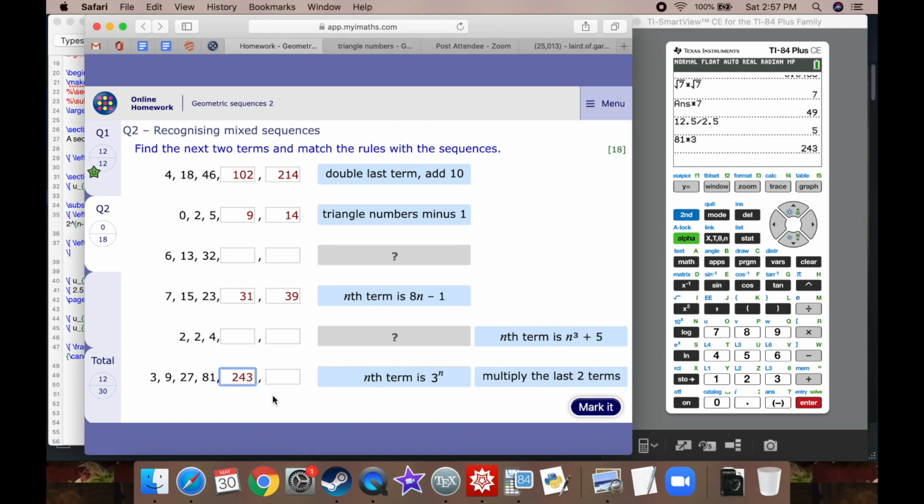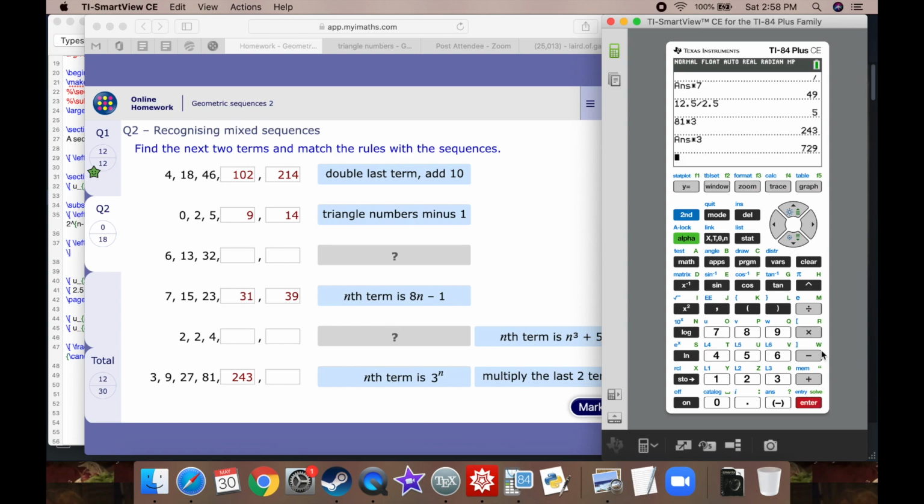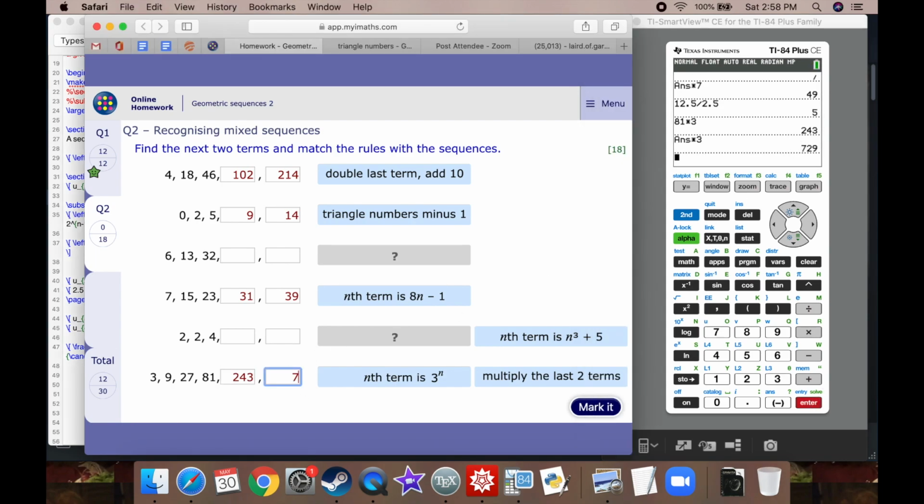Remember that exponents, this little n exponent here, means I'm multiplying 3 by itself n times. So 3 times 3 times 3, n times. And that'll tell me what term I'm at. Which means I could take 243 and multiply that by 3 one more time, and I'll get 729. So 729. So far, so good.